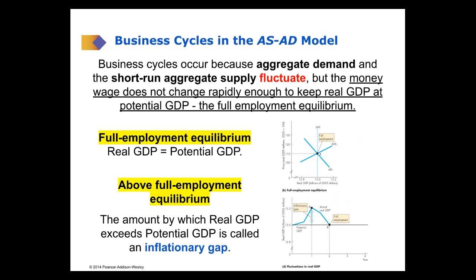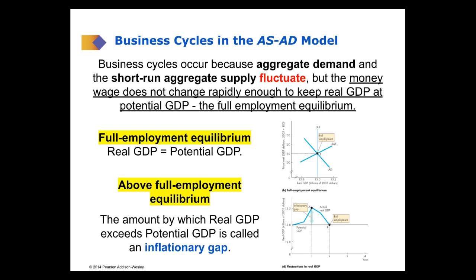Now we can also explain business cycles in the ADAS model. Business cycles result from fluctuations in either aggregate demand or aggregate supply. These things don't remain constant; they fluctuate around the equilibrium point, and these fluctuations are seen to be rather random. In the ADAS model, we don't really worry about why the fluctuations happen. We just say, hey, there are fluctuations.